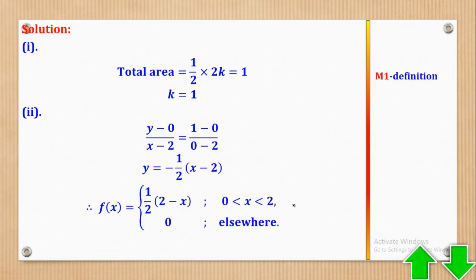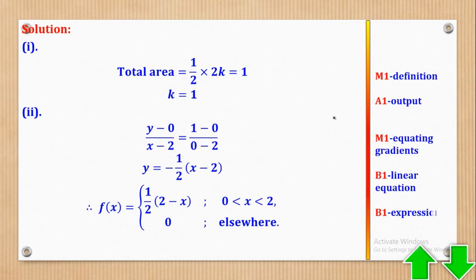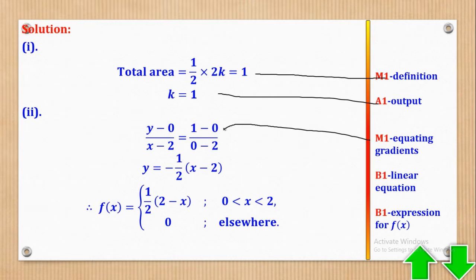So before I go to the next slide, let's see how marks can be awarded for this slide. M1 for the definition, A1 for the output, M1 for equating gradients, B1 for the linear equation, and B1 for stating the expression of f(x). So that was small f(x).